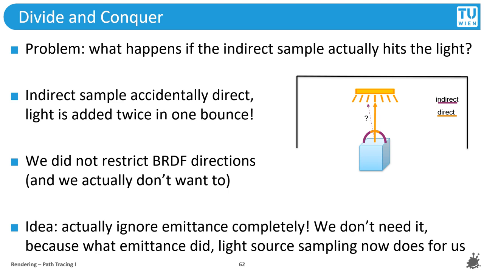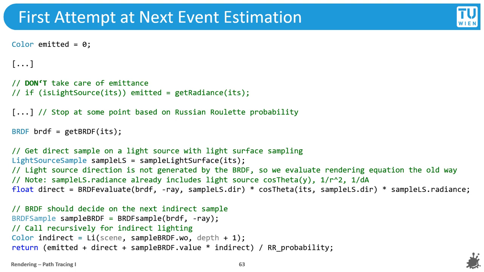The new version of our code looks like this. We added some placeholders for code that you already know and the portions that implement Russian roulette termination. Notice first of all that we have disabled emittance completely. We now have two separate direction samples, one generated by the light source and one by the BRDF. We first evaluate the light source sample to get direct lighting. Notice that since this sample was not generated from the BRDF, we have to go the old way of evaluating the incoming radiance by applying the full formula for direct light source sampling.